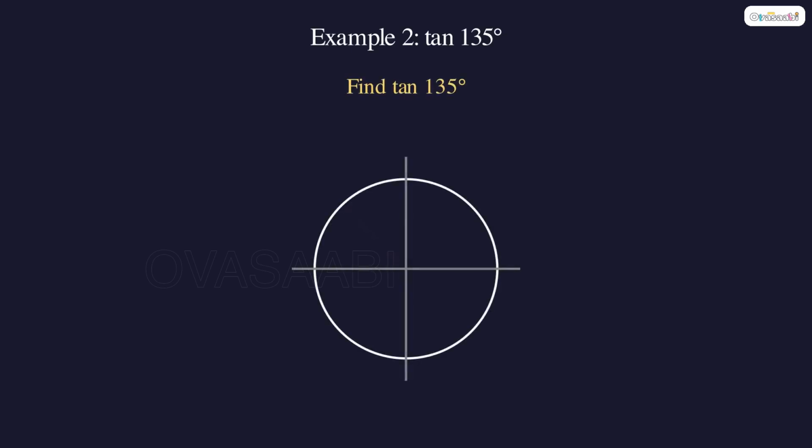Worked example 2. Find tangent 135 degrees. The reference angle is 180 minus 135 equals 45 degrees. At 135 degrees, y is positive, and x is negative.